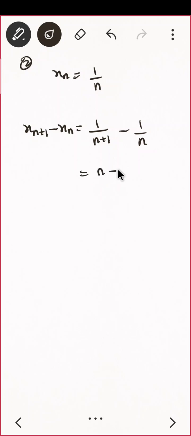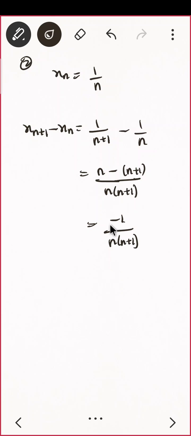Okay. So you want to check whether this is increasing or decreasing? Okay. So you will start with xn plus 1 minus xn. That is 1 upon n plus 1 minus 1 upon n. That is n minus n plus 1 upon n into n plus 1. That is minus 1 upon n into n plus 1.